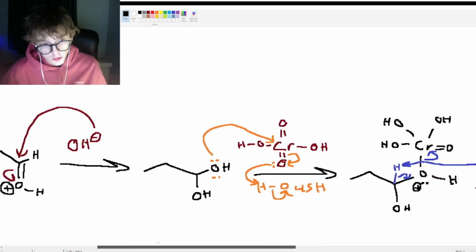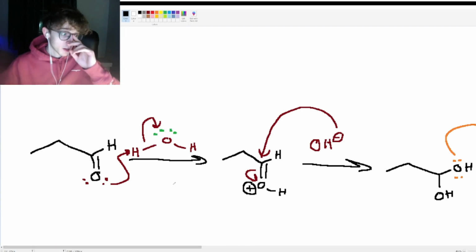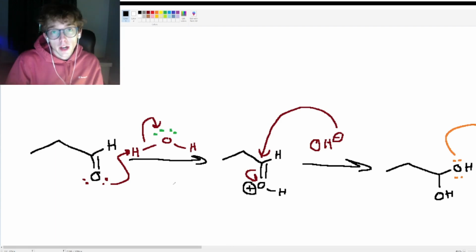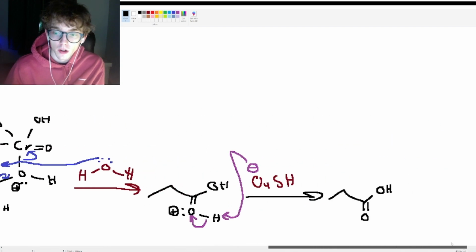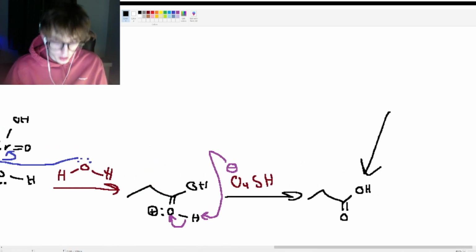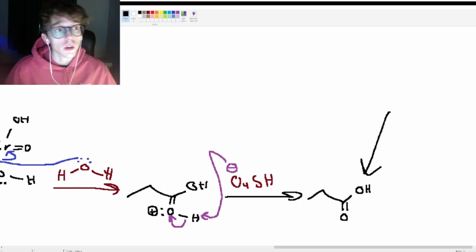So those were all the steps there. We went from a primary alcohol to an aldehyde, and then we went from an aldehyde all the way to our final product here. Now I want to get into how PCC works.